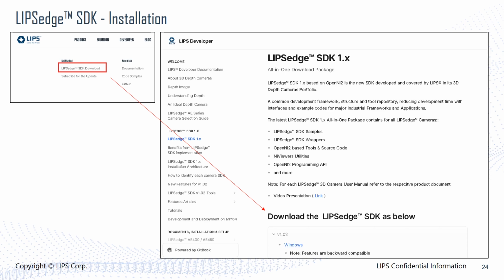In this training, we will be using Windows as the operating system. Developers can use Windows, Linux, and ARM 64 SDK that can be found in the LIPS Edge SDK download section. For each, the manual for the installation can be found in each LIPS Edge camera user guide.